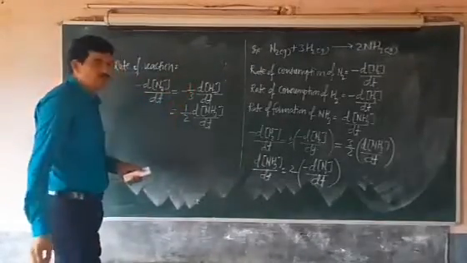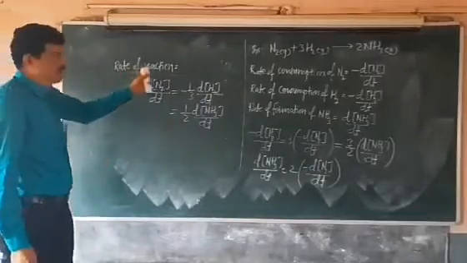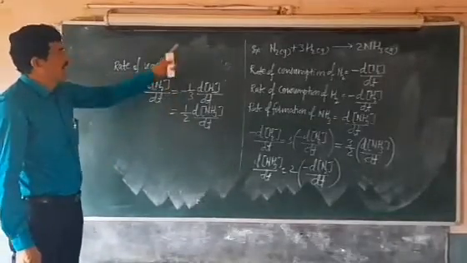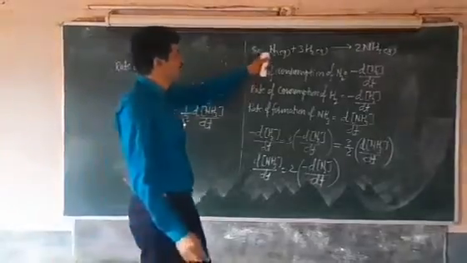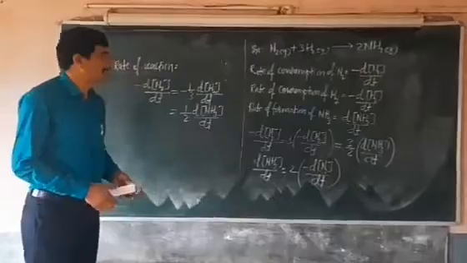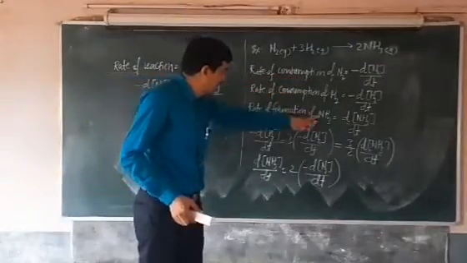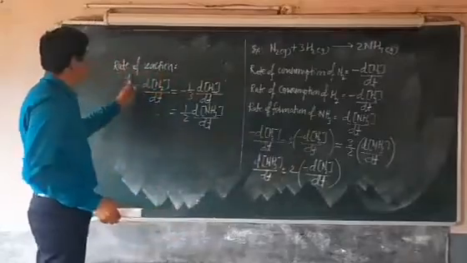So this is how to determine the rate of chemical reaction from the balanced chemical equation. If we know the balanced chemical equation, the stoichiometric equation, then from that equation we can determine independently the rate of consumption of any reactant, the rate of formation of any product, as well as the overall rate of the reaction.